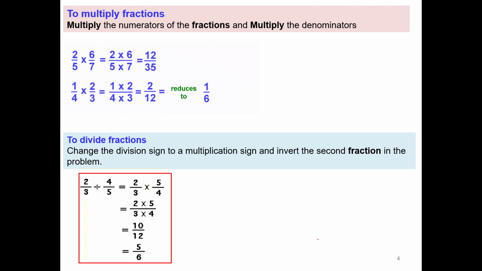Now, how can we multiply fractions? To multiply fractions, we multiply the numerator with the numerator and the denominator with the denominator. We multiply straight across like that. We multiply 2 times 6 and 5 times 7. Then 2 times 6 is 12, 5 times 7 is 35. Once we have the answer, we will check if we can reduce the fraction, or in some cases we can divide to get a decimal number.